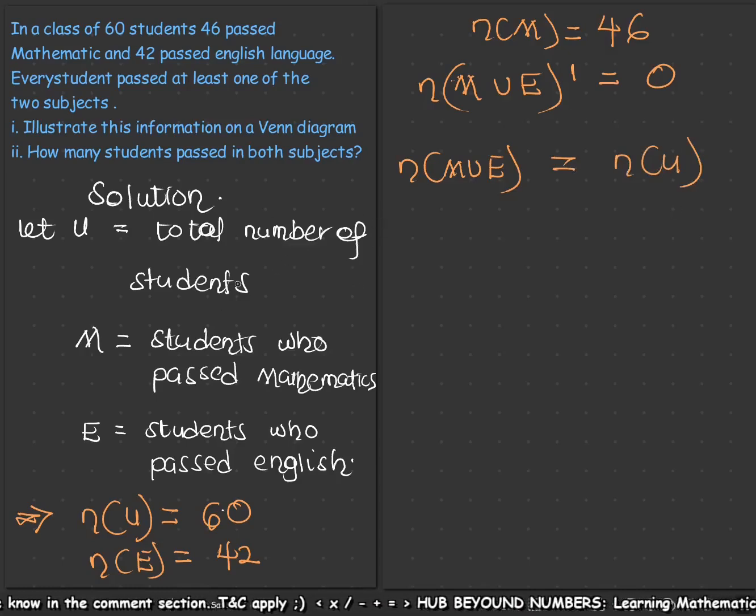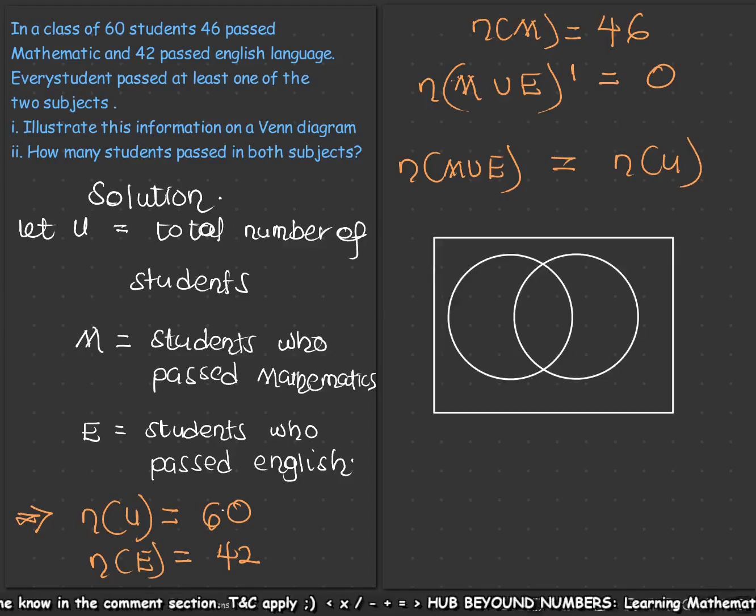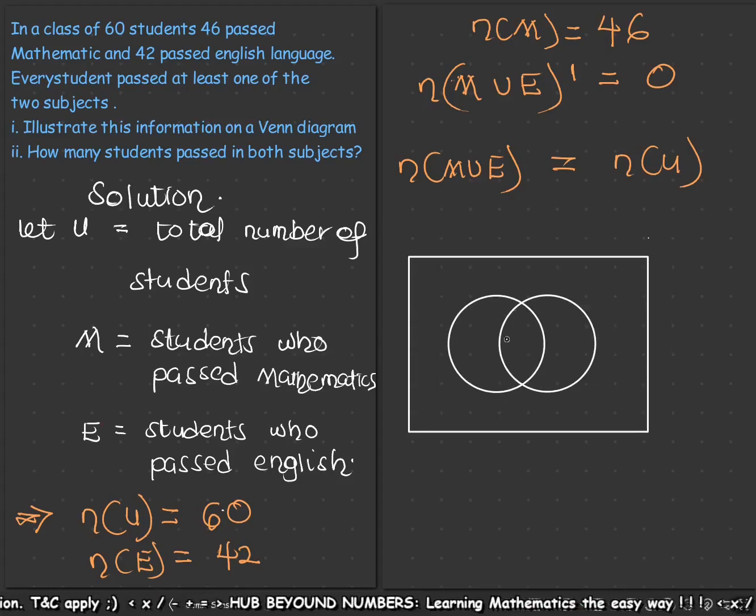So with our parameters written, it says we have to illustrate this information on a Venn diagram. So let's draw our Venn diagram over here. This here is going to be my Venn diagram. I'm going to let this circle here be for mathematics, and my second circle here is going to be for English.